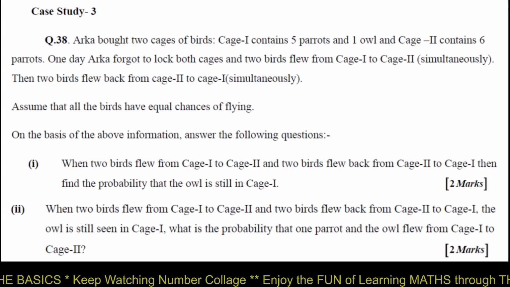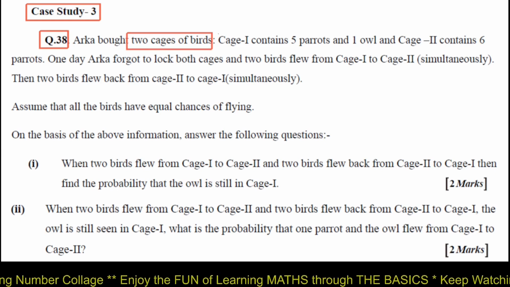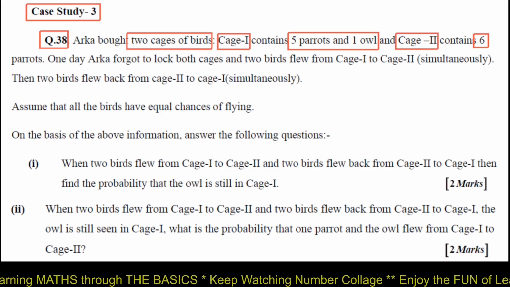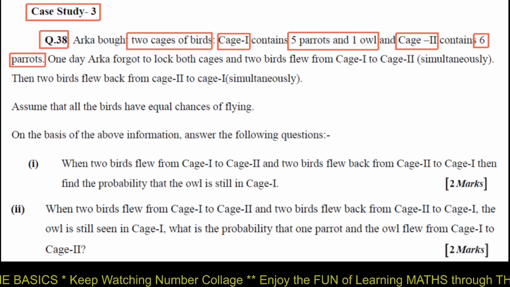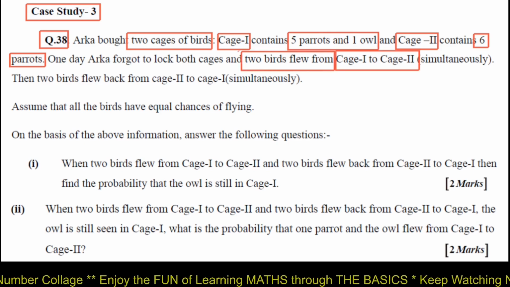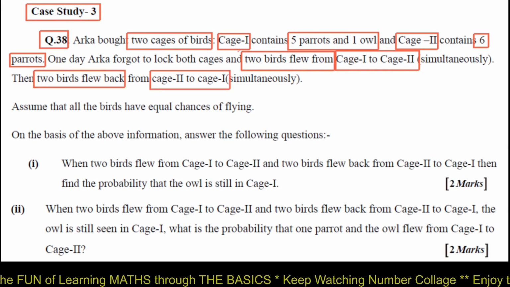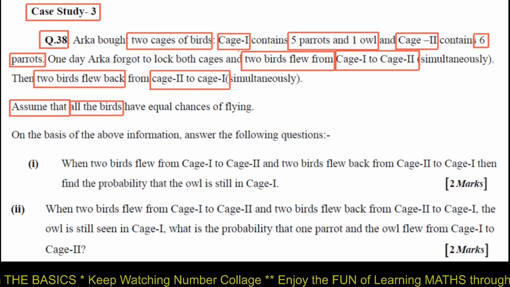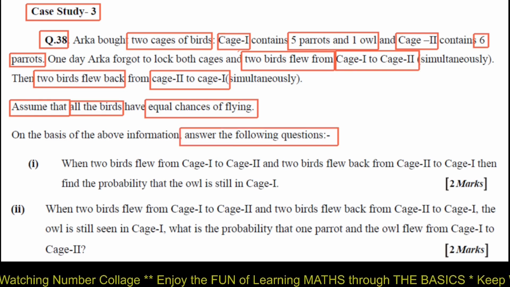Case study 3, question 38. Arka bought 2 cages of birds. Cage 1 contains 5 parrots and 1 owl, and cage 2 6 parrots. One day, Arka forgot to lock both cages, and 2 birds flew from cage 1 to cage 2 simultaneously. Then 2 birds flew back from cage 2 to cage 1 simultaneously. We have to assume that all the birds have equal chance of flying. On the basis of above information, answer the following question.